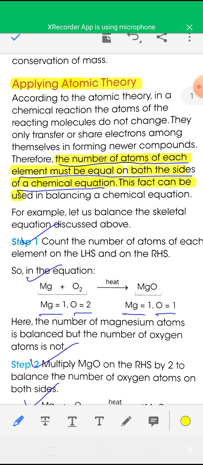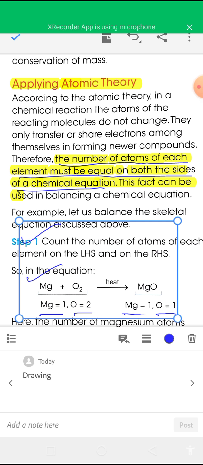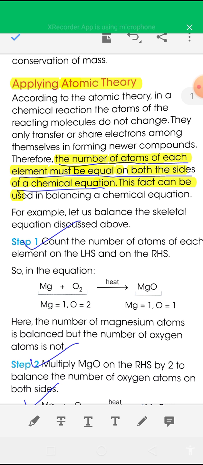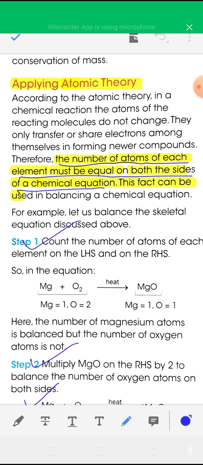For example, when magnesium combines with oxygen, it forms magnesium oxide. So the chemical equation is Mg plus O2 to give MgO. This reaction is an unbalanced equation. Now you have to balance the equation. First you have to follow some steps to balance the chemical equation using atomic theory. First, write the chemical equation: Mg plus O2 to give MgO.